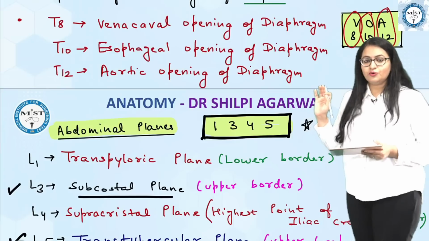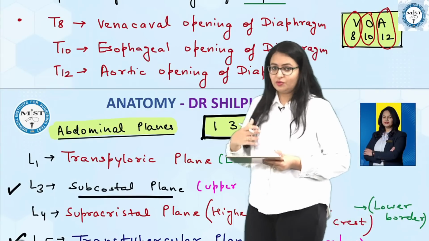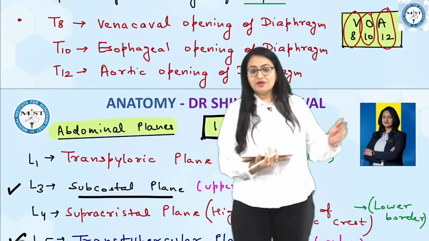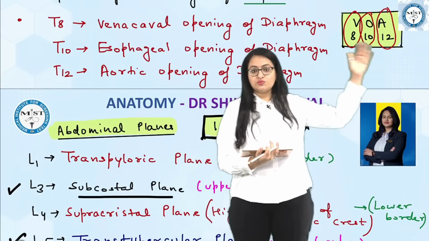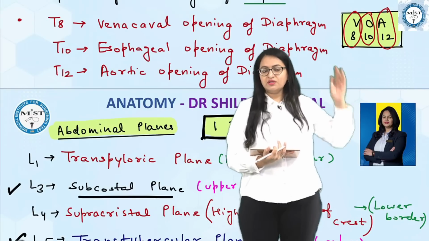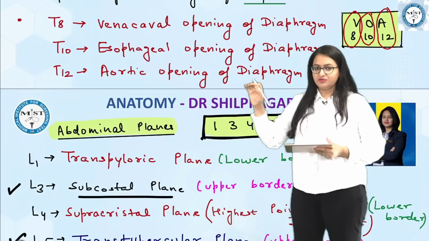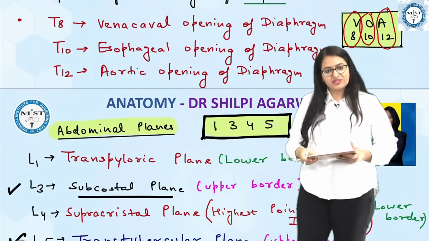Now this is the openings of the diaphragm at different levels, for which we remember VOA, Voice of America. So for VOA we remember 8, 10, 12. That means the V is at T8, the O, esophageal opening, is at T10 and A is at the level of T12.